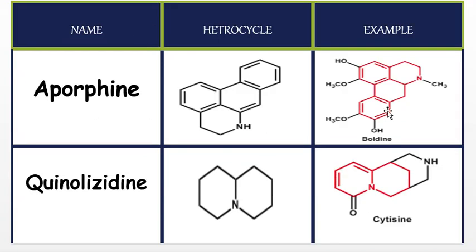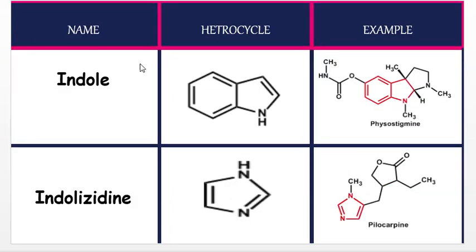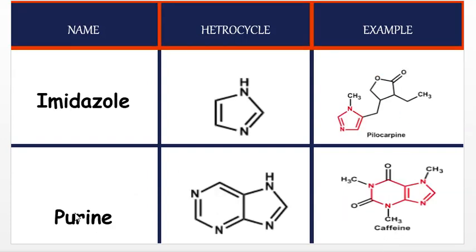Alkaloids baldine and tretizine are alkaloids of the guanylidine. Indole alkaloid: stigmine and pilocarpine are alkaloids of indolizidine. Imidazole alkaloid, pilocarpine, and purine alkaloid, this is caffeine, where we can find caffeine in tea, in coffee, in chocolates.